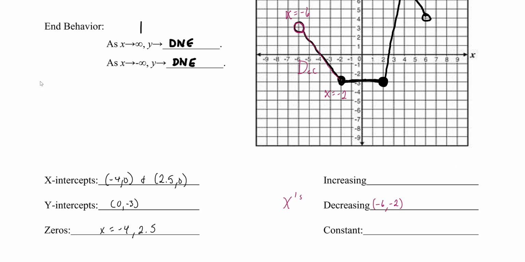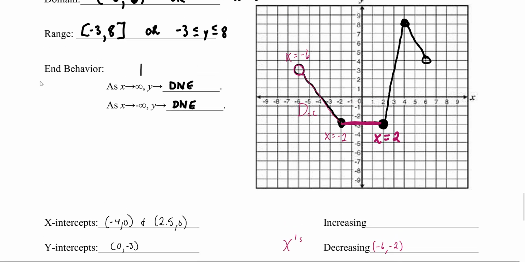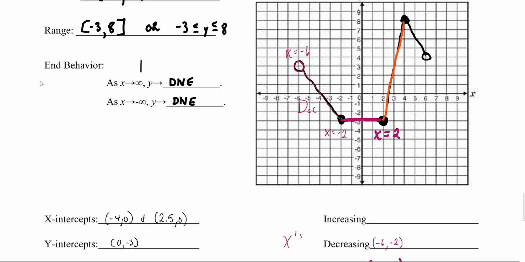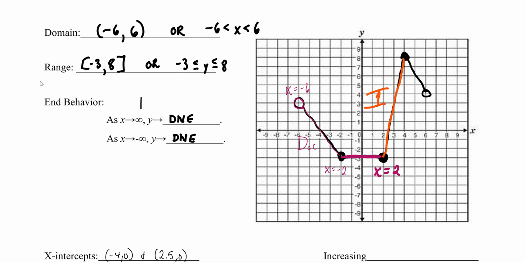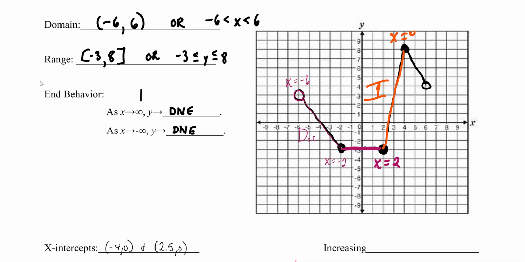All right, then the next section, here in the middle, this is a flat line, so that is constant from x equals negative 2 to x equals positive 2. The next section, from left to right, we are going uphill. So that section is increasing, and it's increasing starting at x equals 2 and ending at about x equals 4.